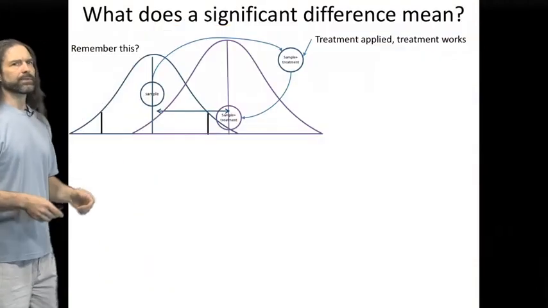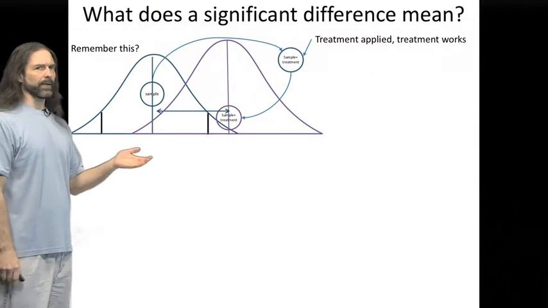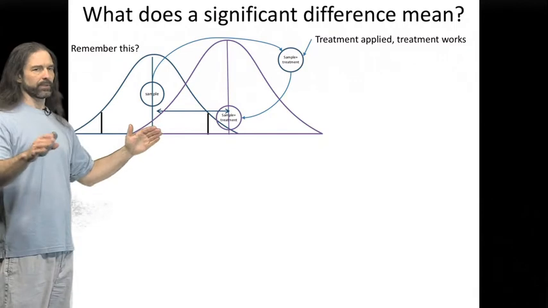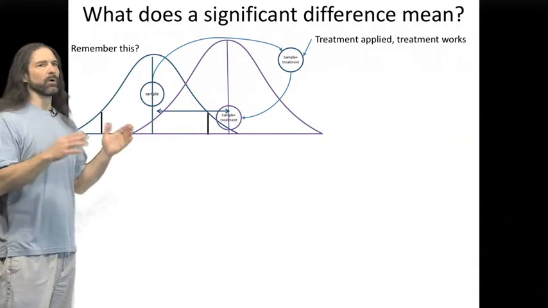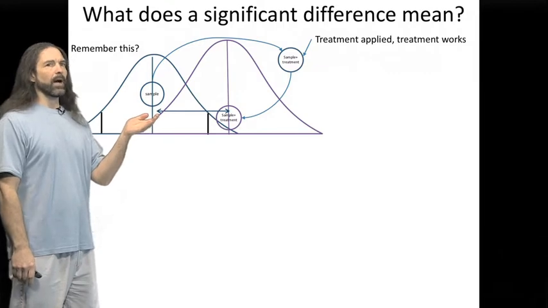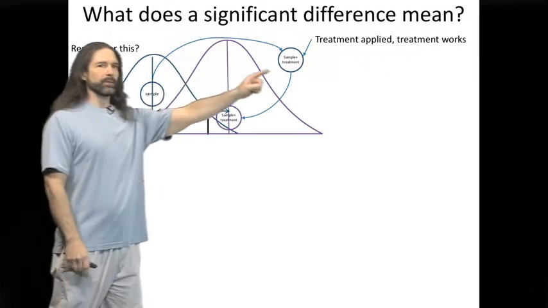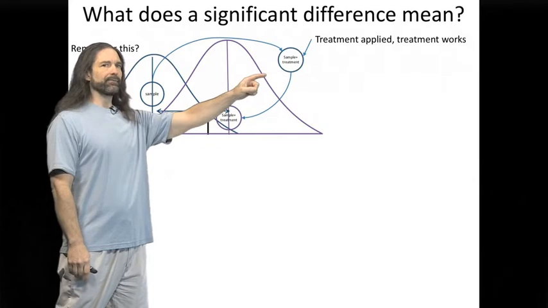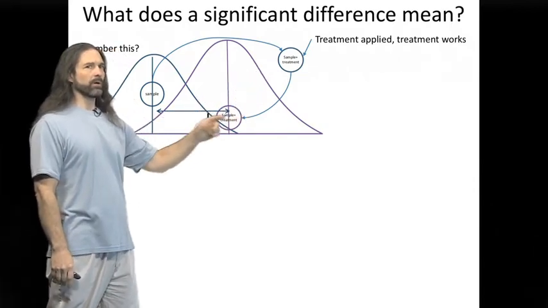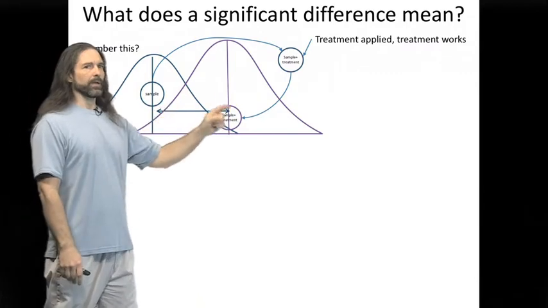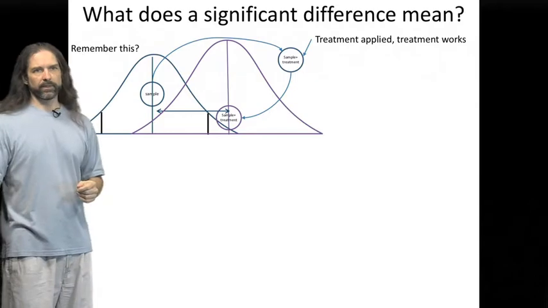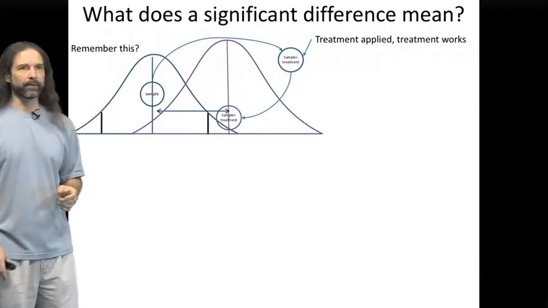So what does significant mean again? If you remember this, I have a population. This initial distribution is some overall population from which I am taking a sample. I then apply a treatment to that sample. If the treatment works, then it is no longer the original people, but it is now the sample plus the treatment. I say this in a different video, but I'm going to repeat it again here.